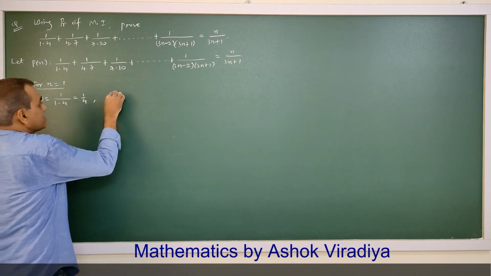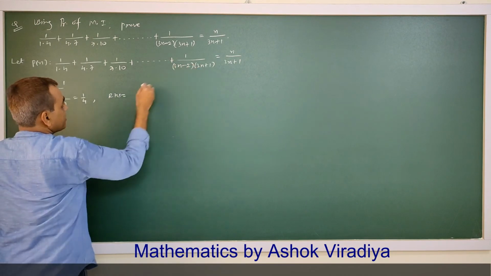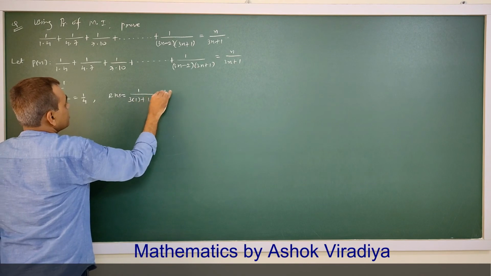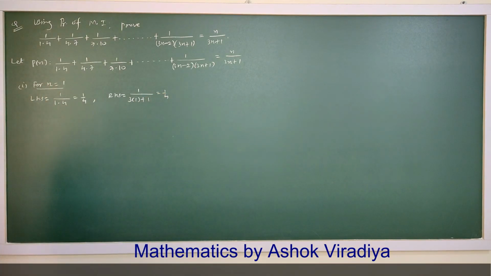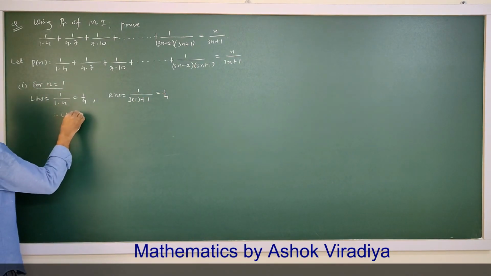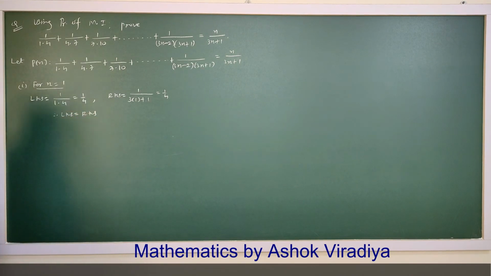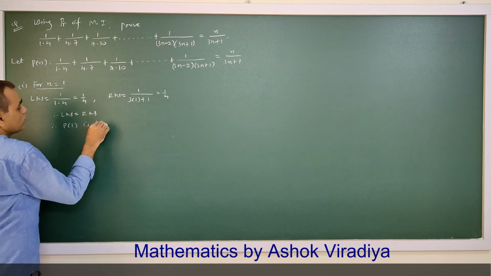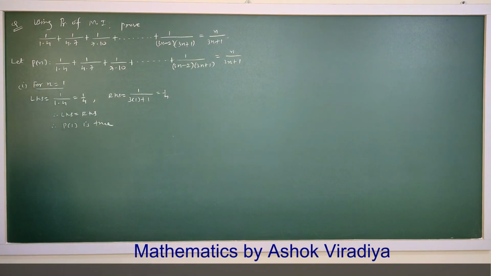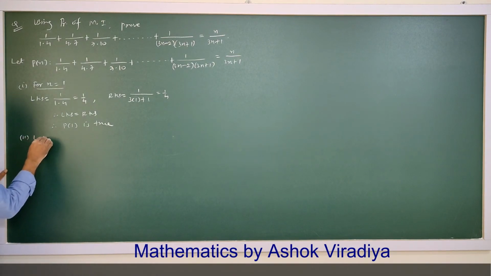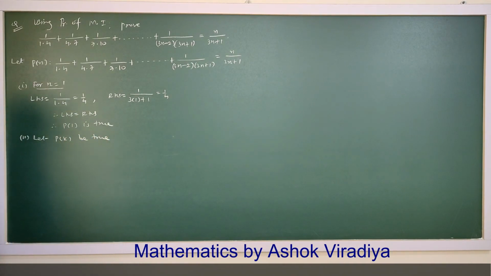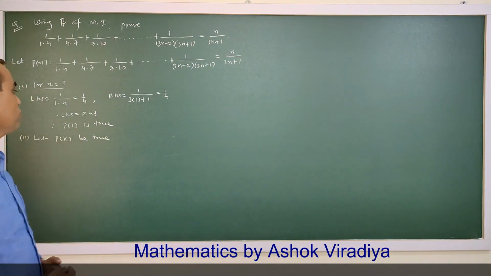Right hand side, putting n equal to 1, it is also 1 by 4. So LHS is equal to RHS. So the statement is true for n equal to 1. Second part, let P of k be true. We suppose that the statement is true for n equal to k.